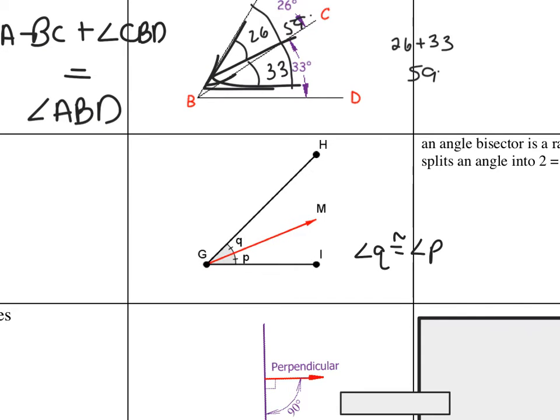I can also say that 2 times the measure of angle Q, or 2 times the measure of angle P, is equal to the measure of my whole angle, in this case, angle HGI. That's just another way we can look at this.